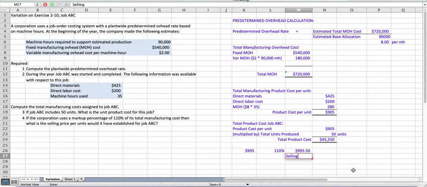So there's one more question, but that's kind of an essay question. I'll let you answer that yourself. Okay, so calculate the selling price. We take the product cost, multiply it by the percentage of the markup, and you get $995.50. So that's how you do a variation on the exercise, 2-10.